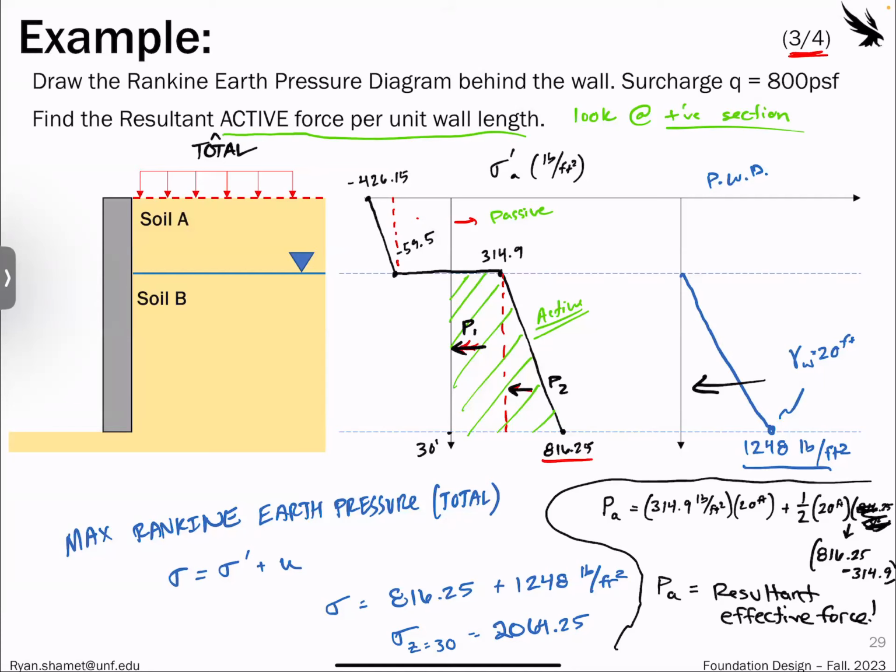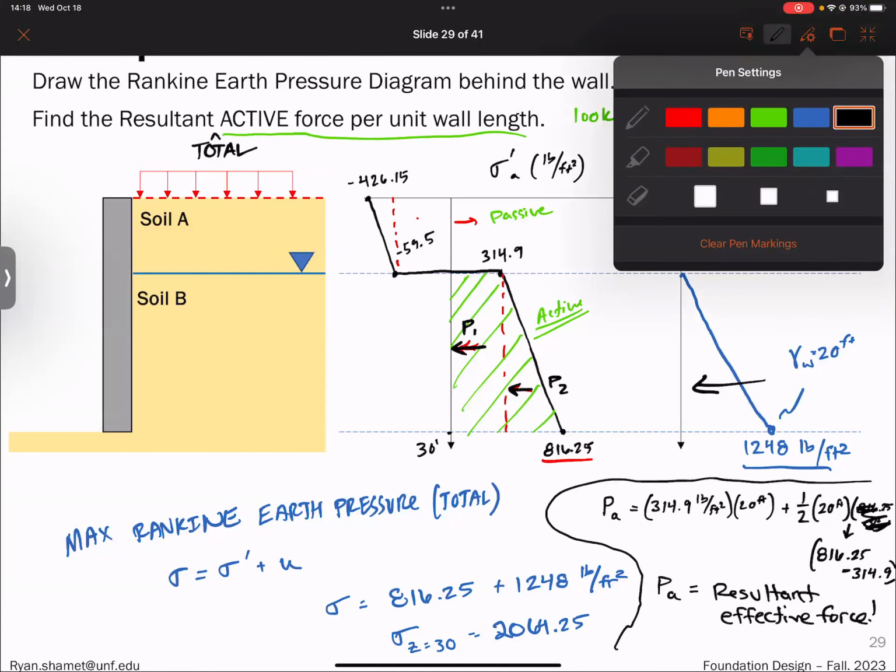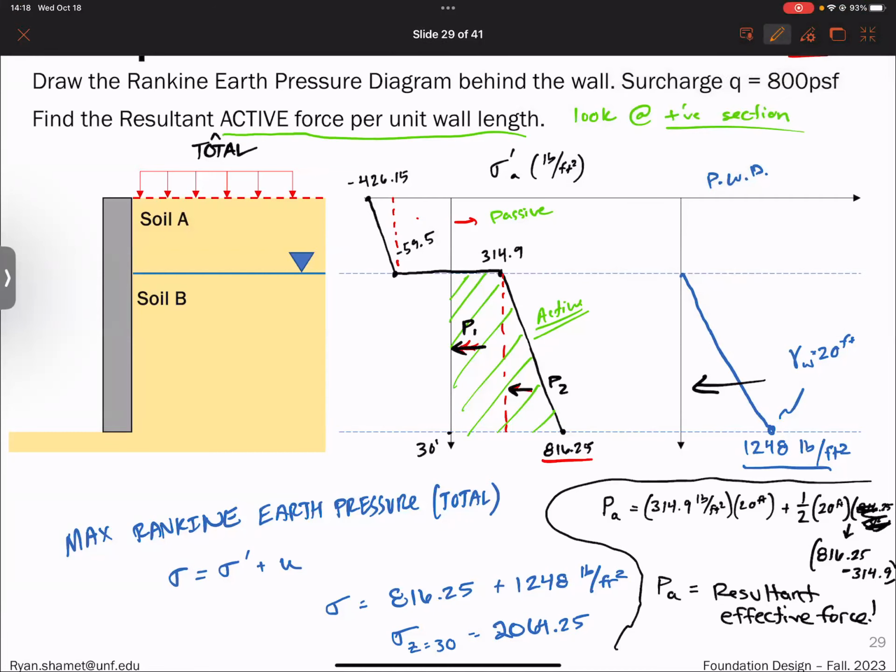Now, most of the time in retaining structures, in the actual construction of these, you'll see little ports right here. These are called weep holes. The thing is, the groundwater table behind a retaining structure is not a good idea because it adds a lot of force. That pore water pressure, that force of water, 120 or 1,248 pounds per square foot.